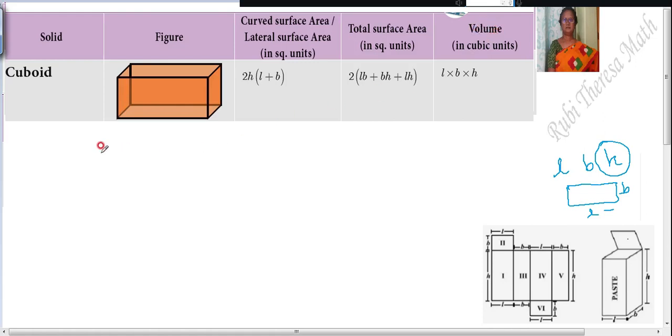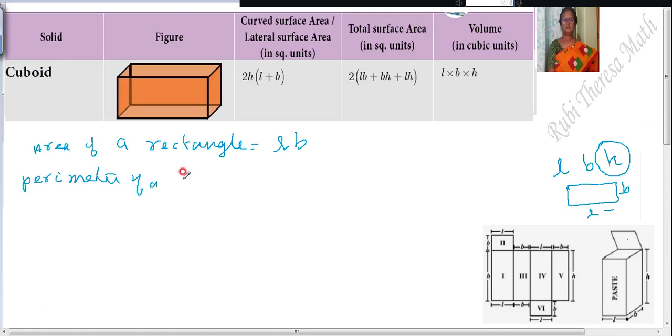First you should know the basic formula of a rectangle, that is, the area of a rectangle. Everyone knows about this, isn't it? That is LB, length into breadth. In the same way, the perimeter of a rectangle.